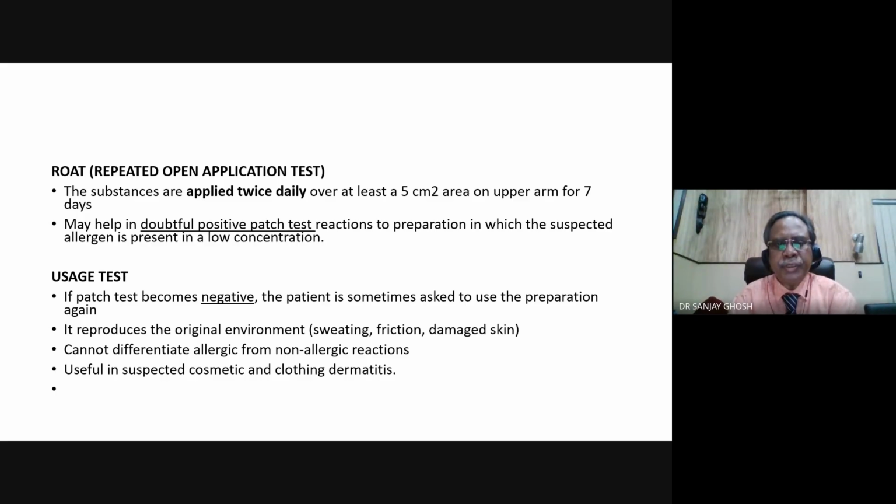For a doubtful positive patch test, you can ask the patient to apply twice daily over 5 square centimeters on the upper arm for 7 days. And if it is positive, you can think that it could be really positive. The use is when you strongly suspect allergy after using clothing but your patch test is negative even with that material. So you ask the patient to use these clothes repeatedly for a few days. Then the real environment, sweating, friction damage can tell whether really having allergy or not.